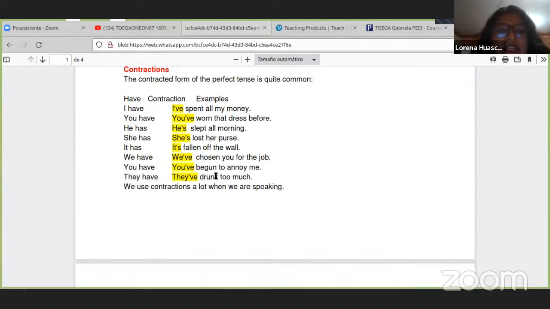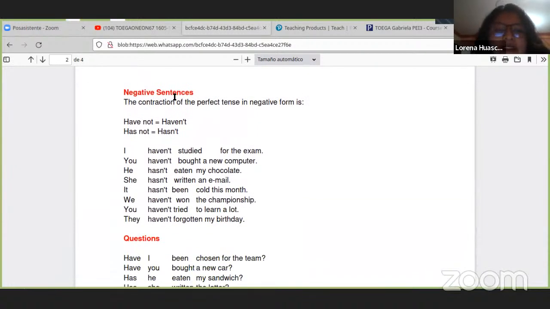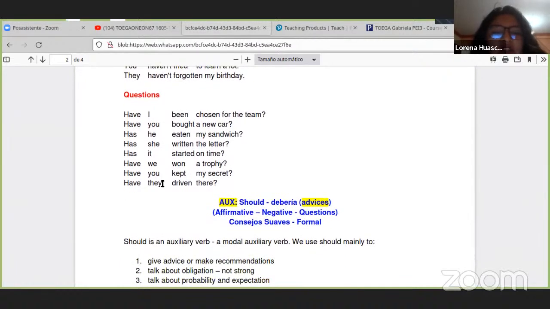So let's go with negatives. If I have negative sentences, I will use the contractions that we said above, haven't or hasn't. Have not, haven't, has not, hasn't. So I can say, I haven't studied for the exam, or you haven't bought a new computer. The contraction with he, she, it is going to be hasn't. In this case, we can't contract like isn't, because isn't is a contraction of the verb to be. In this case, we have to use has and not, so hasn't.